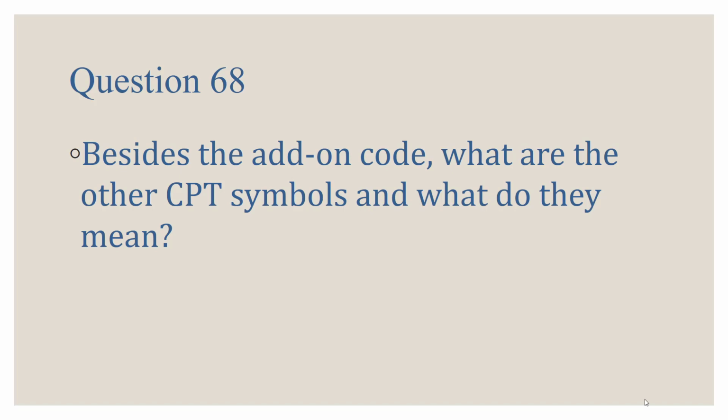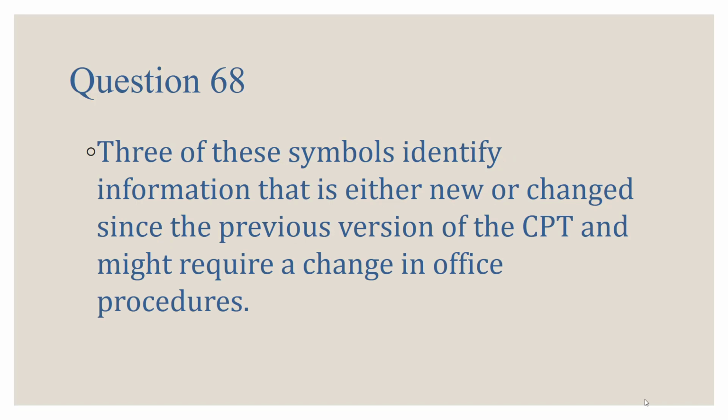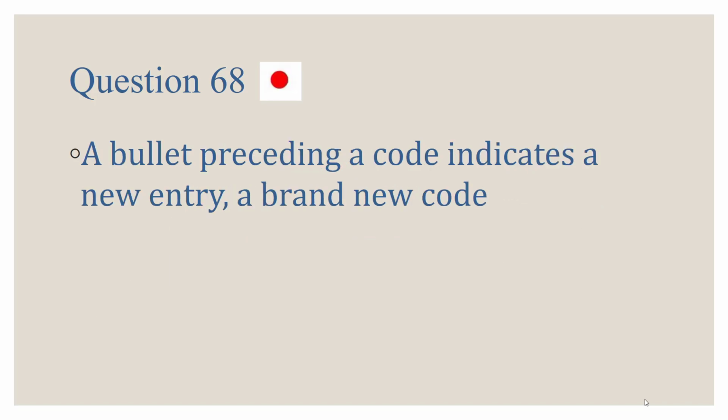Question 68. Besides the add-on code, what are the other CPT symbols and what do they mean? Three of these symbols identify information that is either new or changed since the previous version of the CPT and might require a change in office procedures. A bullet represents a code that is brand new. It's a new entry in that year's CPT manual.